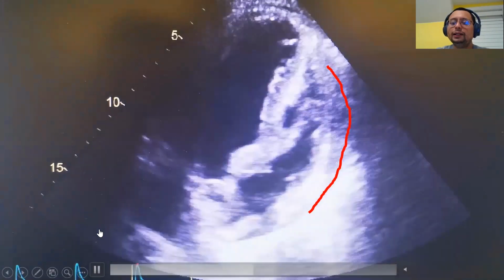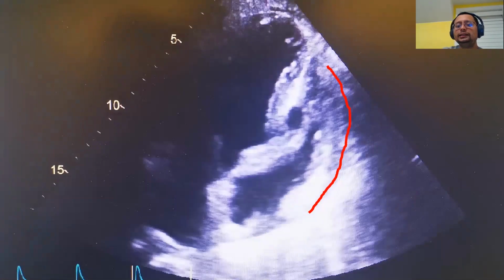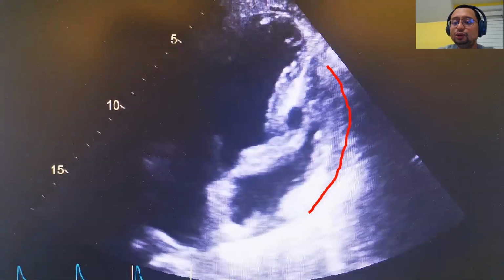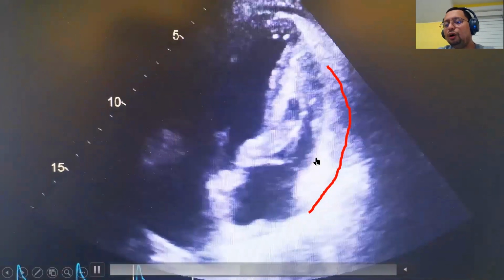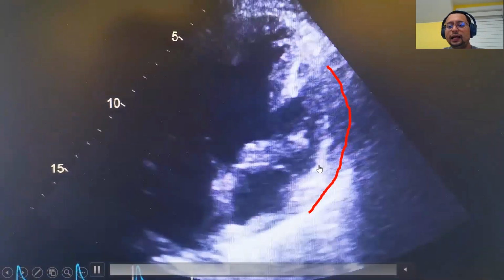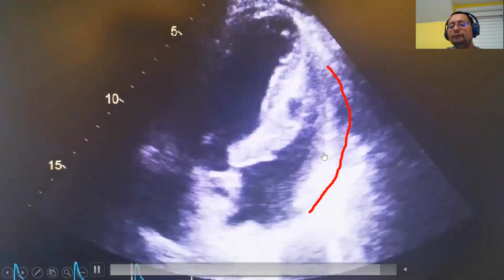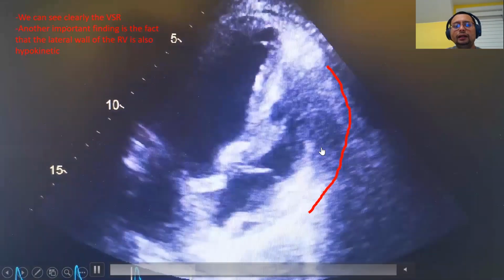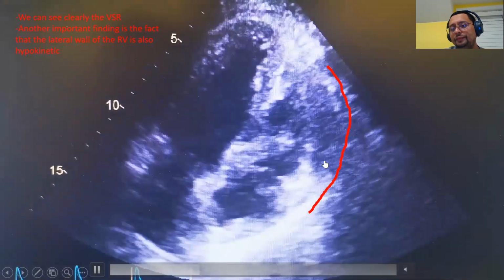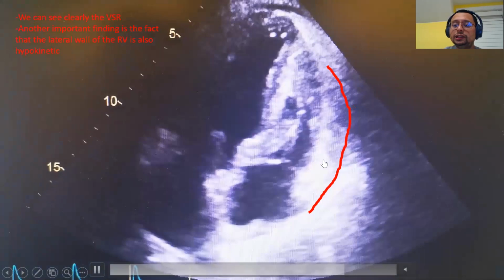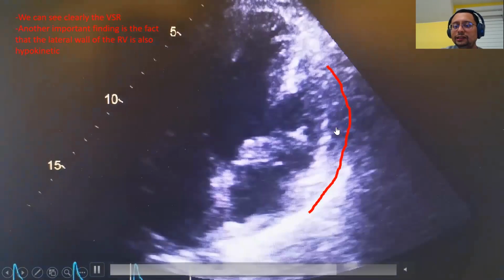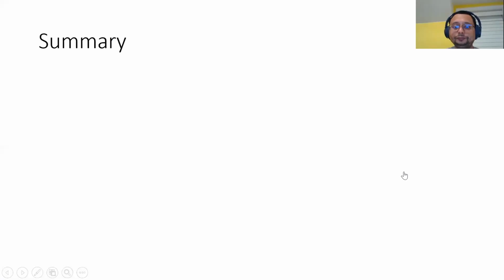We know that this actually involves the posterior descending branch of the right coronary artery. Now, our question is, does it also involve the lateral wall and the anterior wall of the right ventricle? So look at this lateral wall of the right ventricle, and I hope you can appreciate that the patient has hypokinesia of the lateral wall of the right ventricle. So in this situation, the defect in the RCA is more proximal because now it has involved the acute marginal branch of the RCA as well.